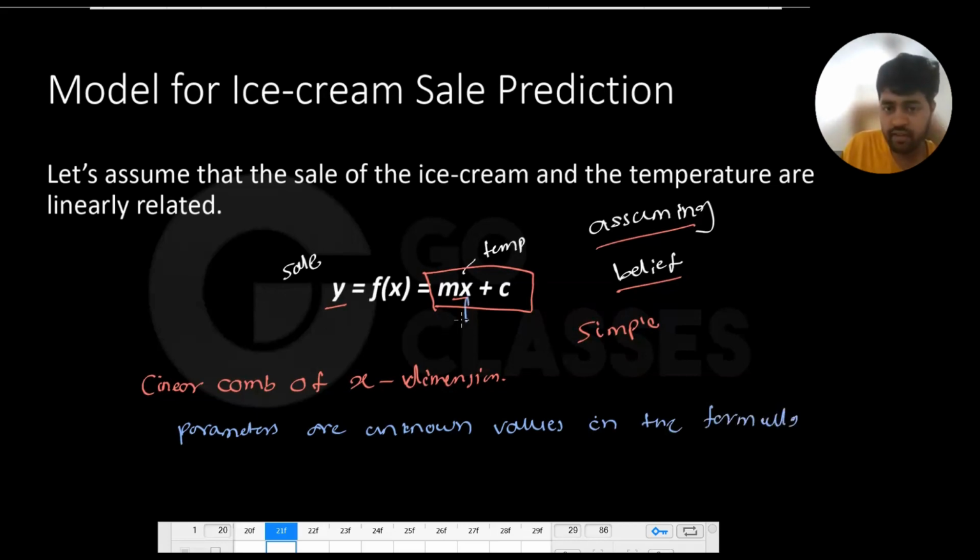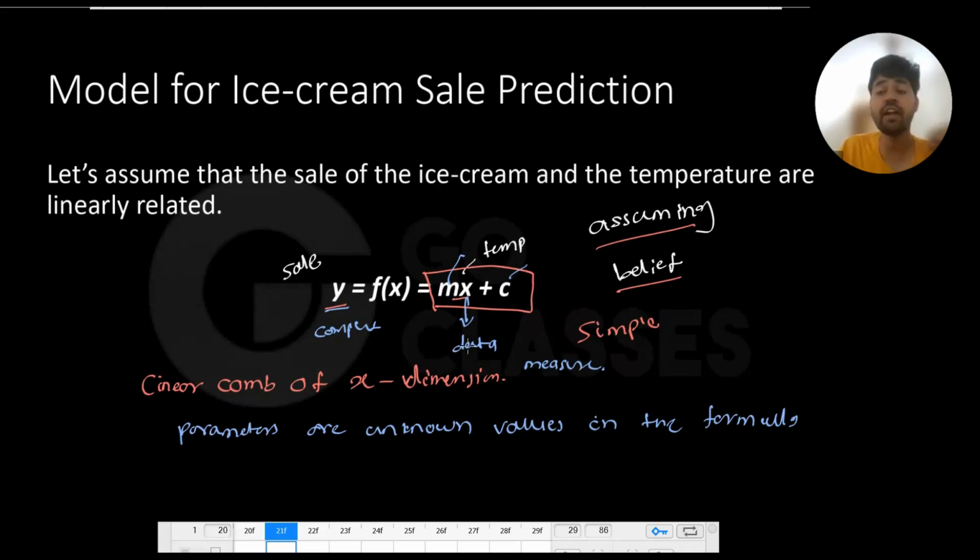Okay, x is from data. X is the temperature. I can get the temperature from some other sources, or I can measure it myself. So it is not unknown in the equation. Somebody will give me x, and I have to find y. This is something I have to compute. What I don't know is this m and c. Is it understood? Our hunt is for m and c.